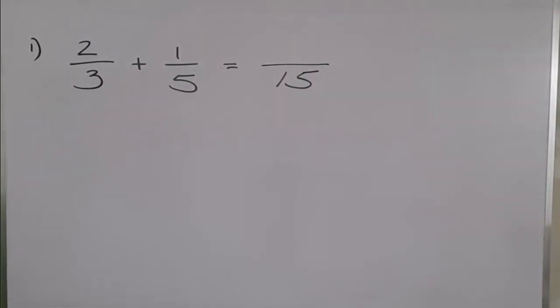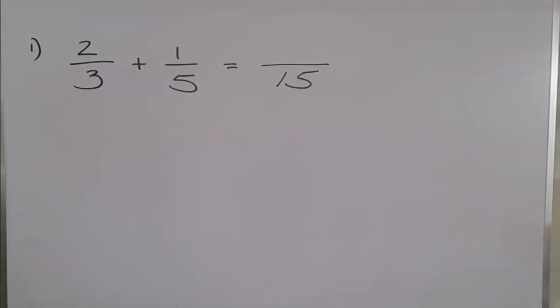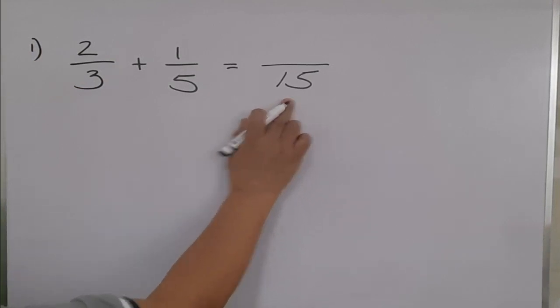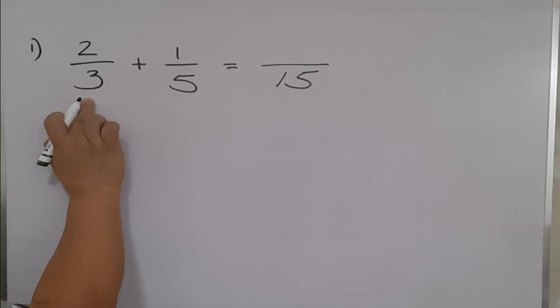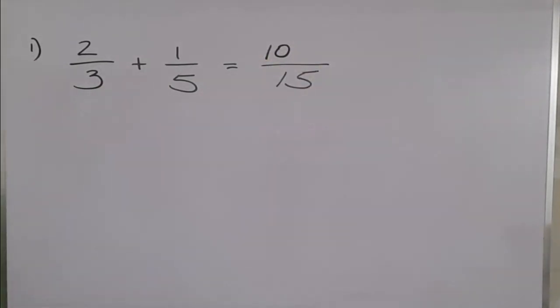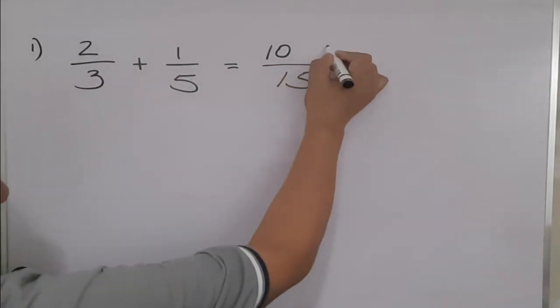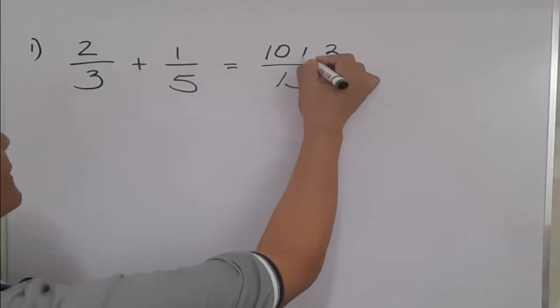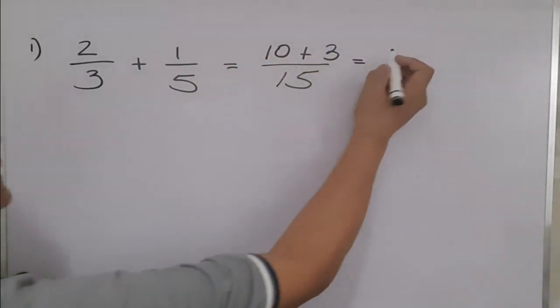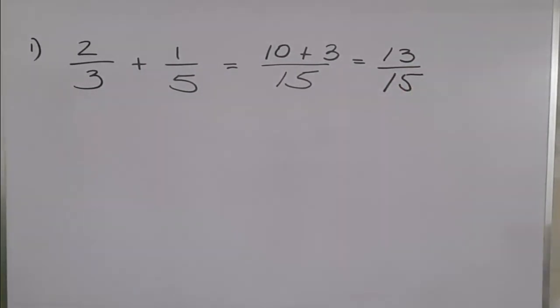Next is, we will divide 15 by both the denominators of the two fractions and multiply to the numerator. So dito, 15 divided by 3 is 5 times 2 is 10. And then dito, 15 divided by 5 is 3 times 1 is 3. And then plus. So we add 10 plus 3 is 13/15.